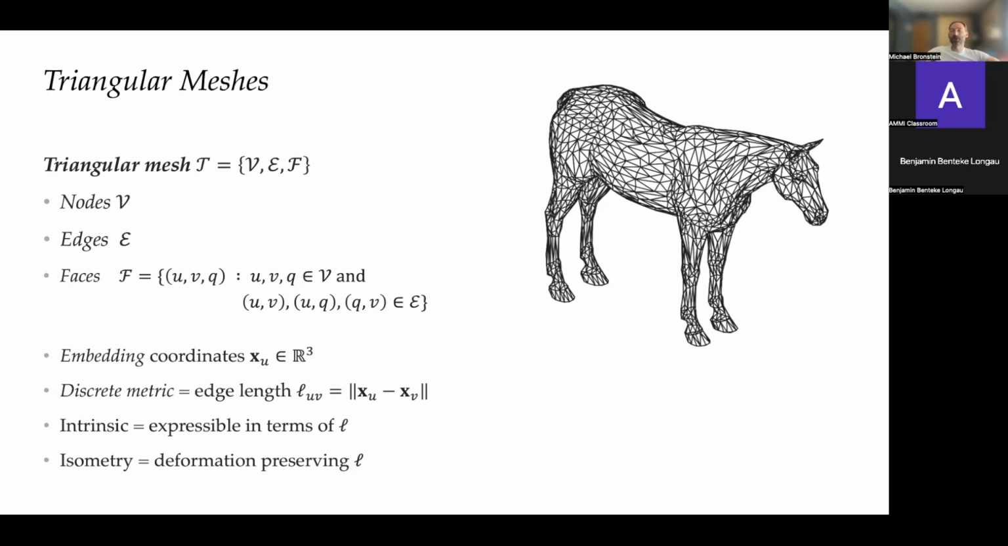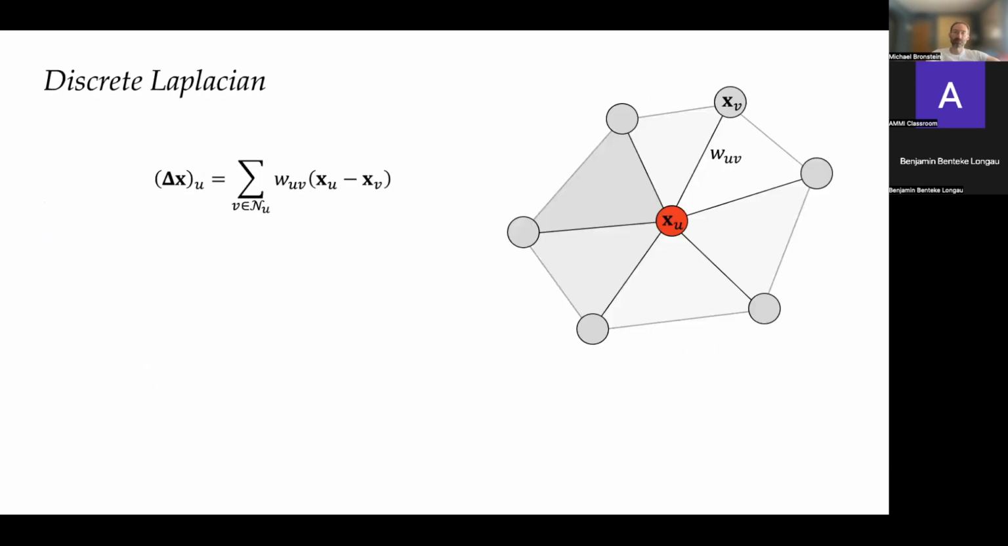Okay. Now in practice, meshes appear to be rigid. So for any deformation, usually we don't have a continuous deformation that preserves the metric. So that's why it's extremely important to have the notion of approximate isometries in these cases.